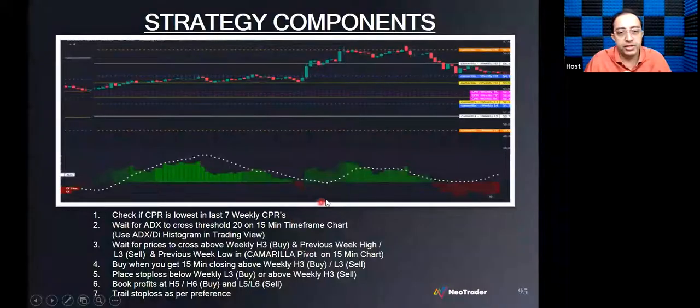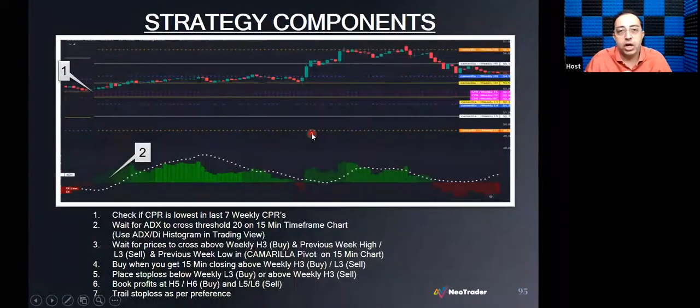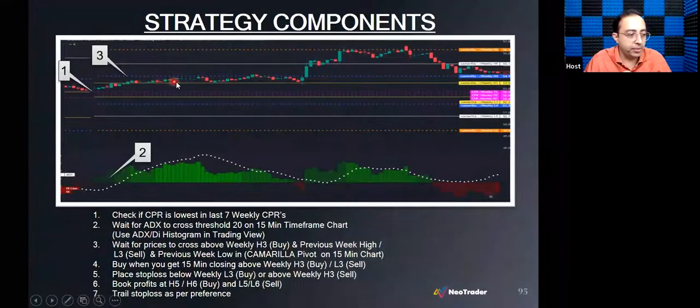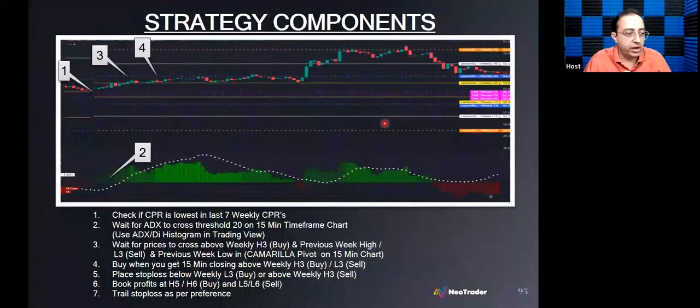Now, what do we do first? We just check for the narrowest CPR in the last 7 trading sessions. Once you do that, the next step is you will wait for the ADX to cross 20. Once you do that, you wait for the prices to cross above H3. Once it crosses H3, you can start getting ready, and your target will be your H5 and H6, right?